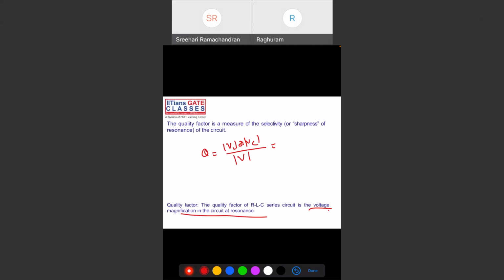So quality factor or Q factor is a measure of selectivity in the circuit. This is omega naught L by R or 1 by omega naught RC. XL by R, XC by R, where XC is 1 by omega naught C.